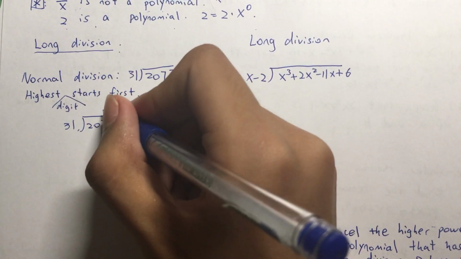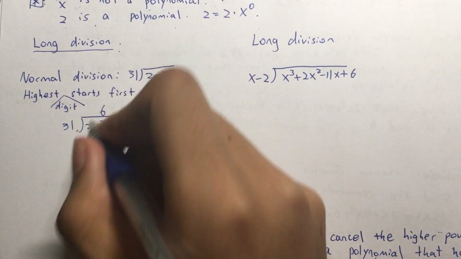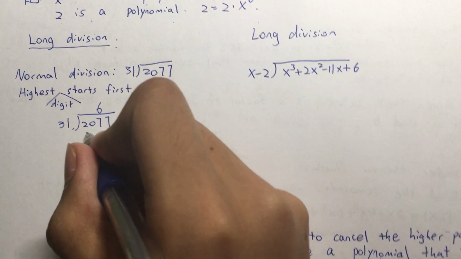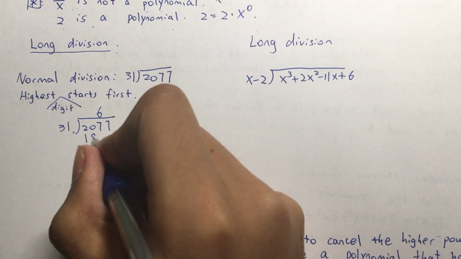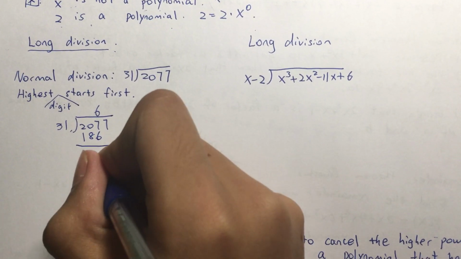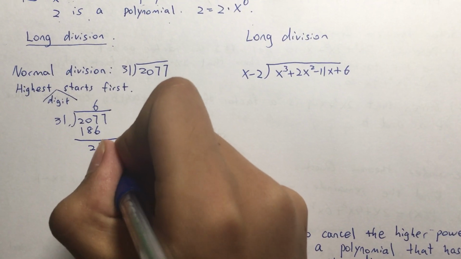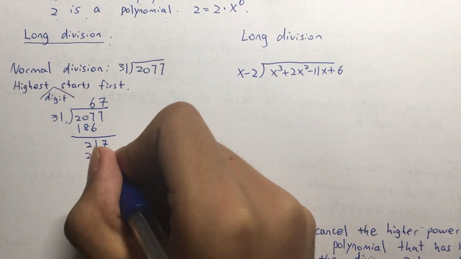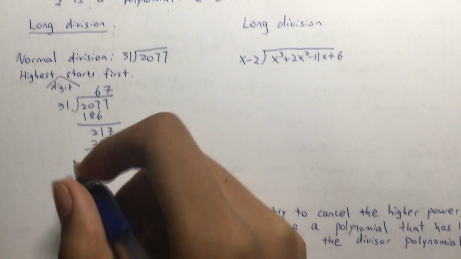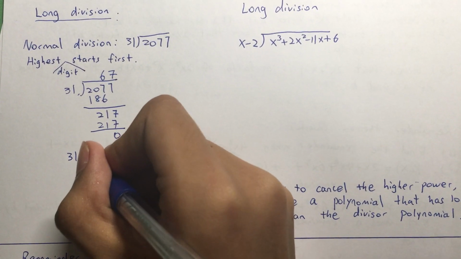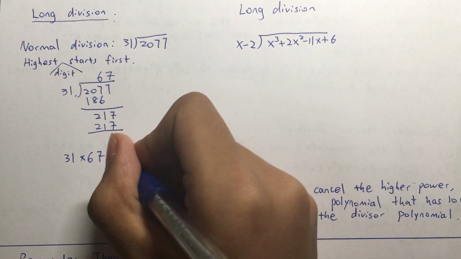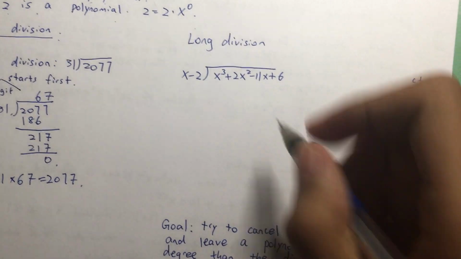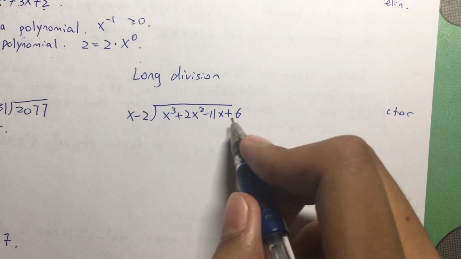I think most of you should know how to do this. We do 6 here and we times 6 by 31. We get 186 and then we get 217, and we have 7 here and it equals 0, which means 31 times 67 equals 2077. So it's the same as doing it here.